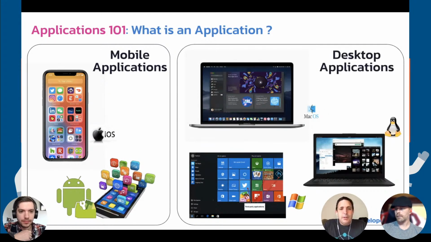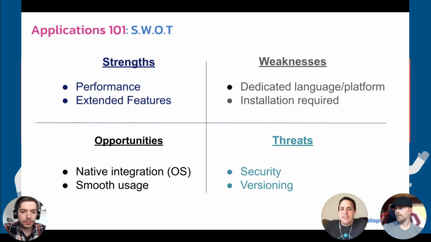Okay, but if you look at those applications, you can do a strengths, weaknesses, opportunities, threats diagram. This is what we call a SWOT. So the strength, because it's natively installed on your hardware, it will be the most performant, and you can have the extended features of what the mobile or the laptop can offer. So it seems great, but there are a lot of weaknesses as well. As a developer, you need to learn how to develop for one device or another, one framework or another, and also, it can be cumbersome for a user to install your app.